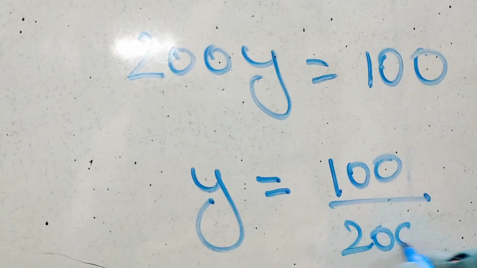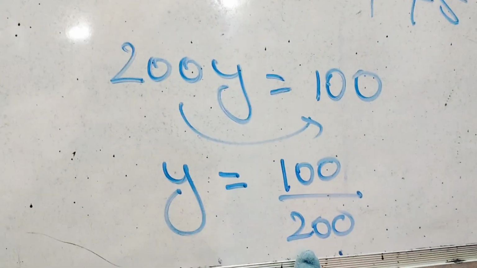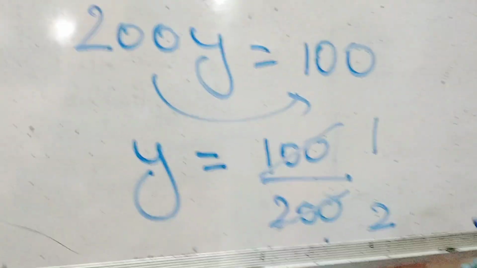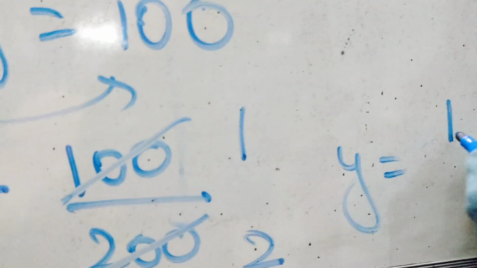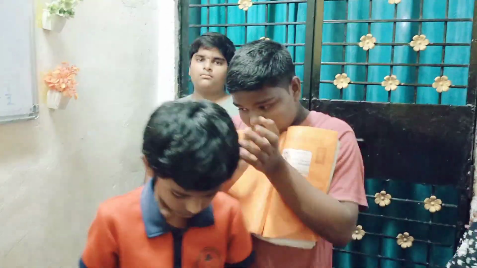You're transposing it to this side, 1 by 2. Here it is multiplication, right? So when you transpose it to this side, it will become division. So 100 ones are 100, 100 twos are 200. So y is equal to 1 by 2. This is your answer. Is it correct? Correct, kids? Okay, good.